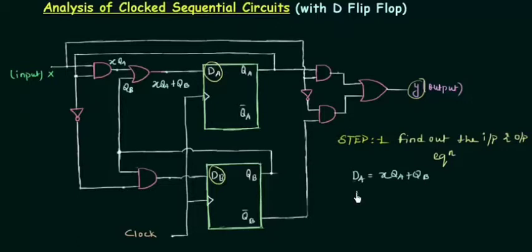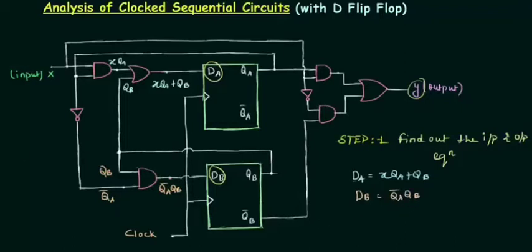Similarly, you can find out the expression for dB, and it is the output of this AND gate. The first input to this AND gate is QB, and I will write QB here. The second input to this AND gate is QA, and then because of this NOT gate, complement. So the second input is QA complement. The output here is QA complement QB. So the expression of dB is QA complement QB.